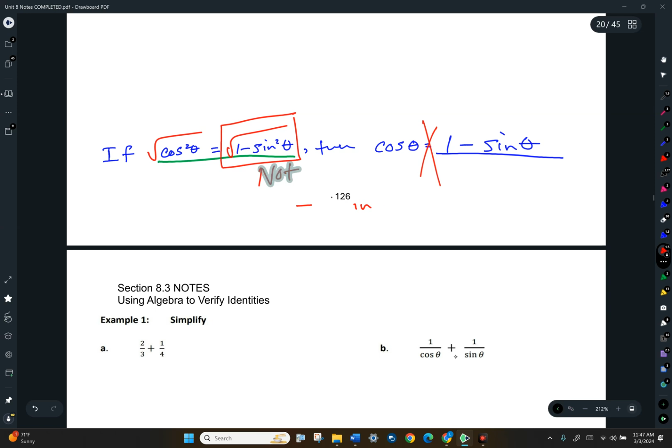I guess you could say the cosine equals the square root of 1 minus sine squared. I mean, you could take the square root of both sides. We're not going to do that in any of these identities because you're never going to see anything where you want to introduce a square root sign. Okay, so I just wanted to point that out.